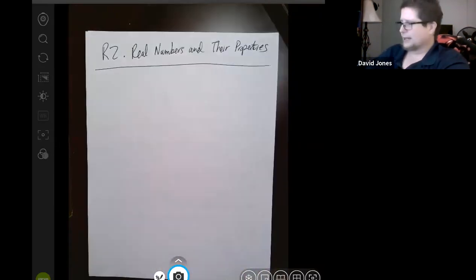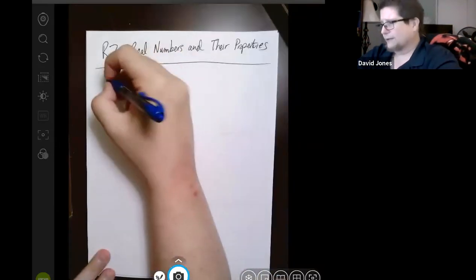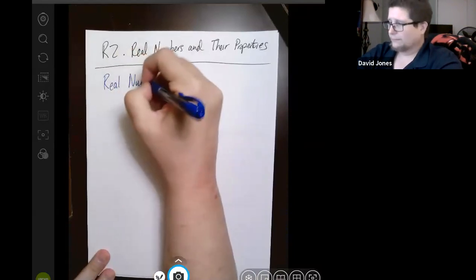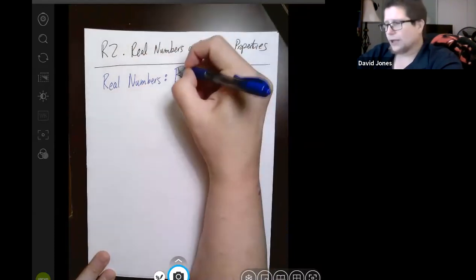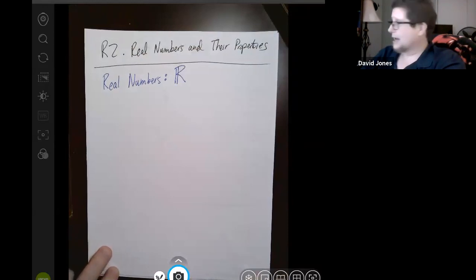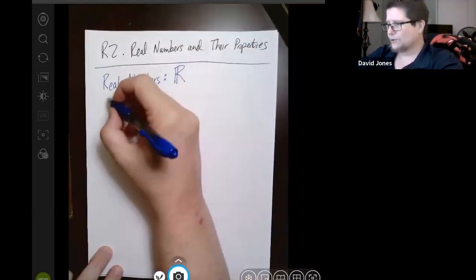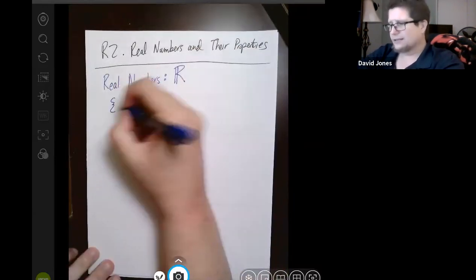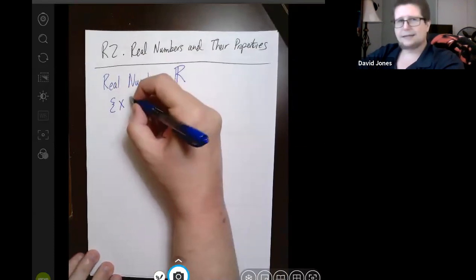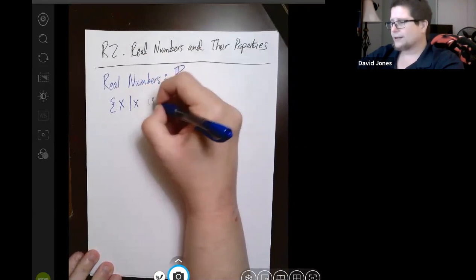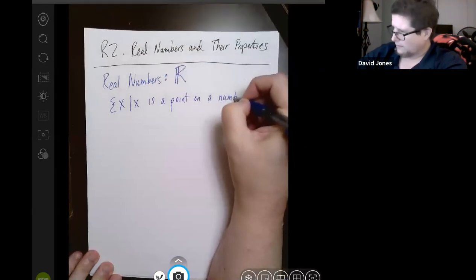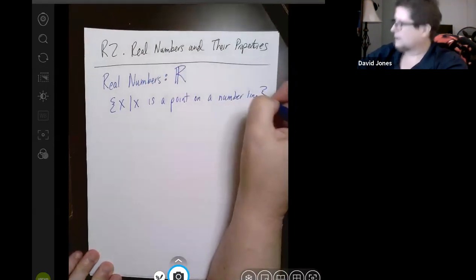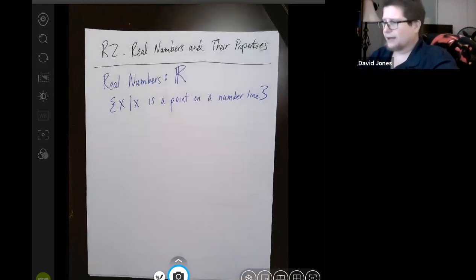So real numbers, we like to use it. For real numbers, we have a symbol. It's a capital R, and then we draw another vertical line on the R, and this is how we indicate a real number. And in the set notation that we had, it's all elements X such that X is a point on the number line. What does that mean? Well, let's draw a number line and take a look at it.